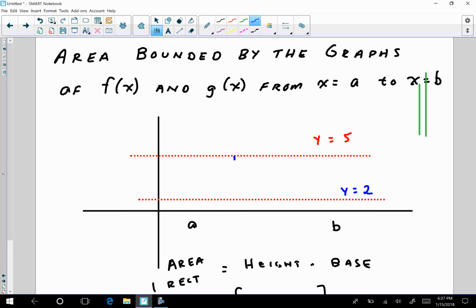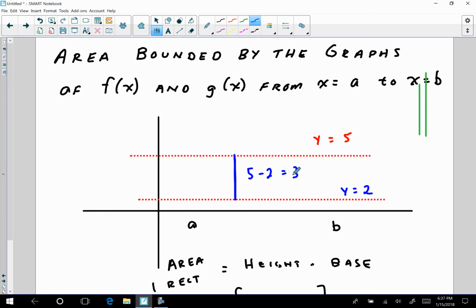And what is this distance here? What is this vertical distance? What is that distance between y equals 5 and y equals 2? Well, you would think that it's 3. How can I write that? It's going to be 5 minus 2 is equal to 3.